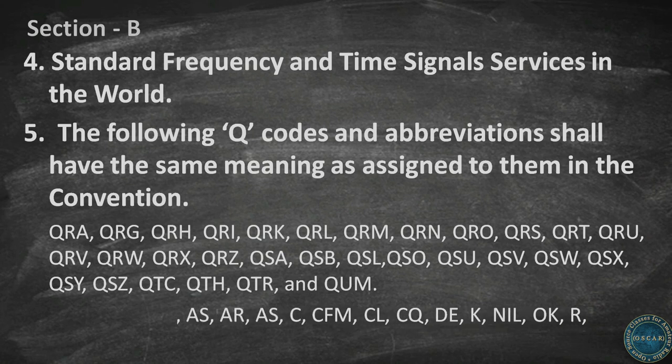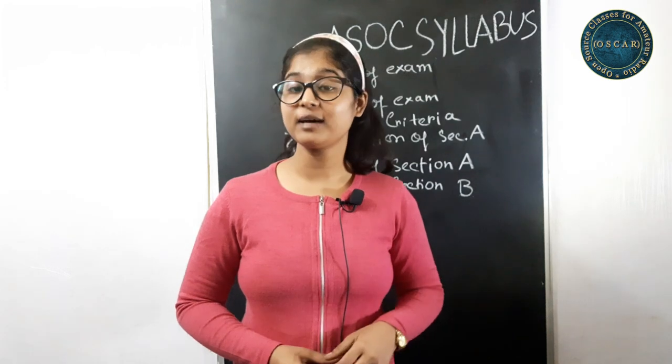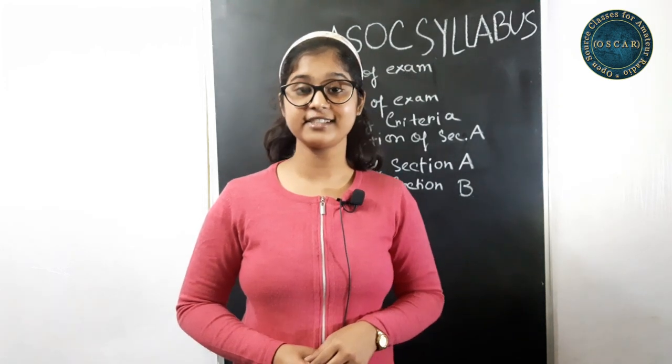Then you will learn about abbreviations. Abbreviations are AA, AS, AR, C, CFM, CL, CQ, DE, K, NIL, OK, R, TU, VA, WA, WB. This was all about the ASOC examination syllabus in detail.